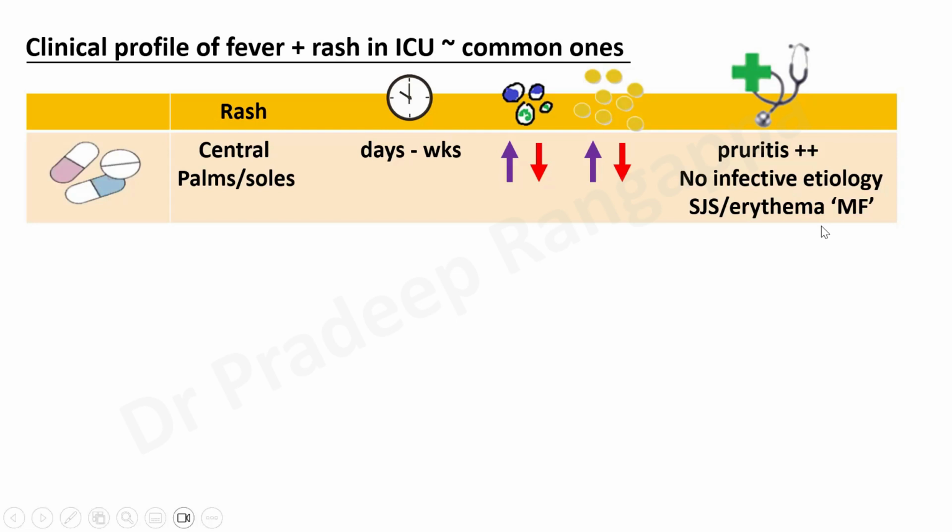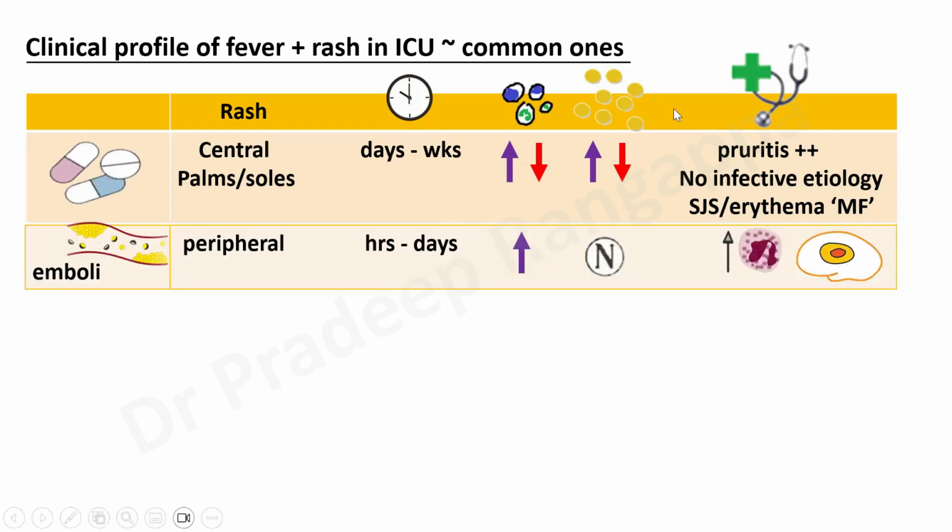And obviously, you should have ruled out any infective causes. So all infective etiology has to be ruled out. And in a severe drug rash, they can manifest with Stevens-Johnson syndrome or erythema multiforme, which is the severest sort of manifestation of drug rash. So the last one we look into among non-infective causes is cholesterol embolization.